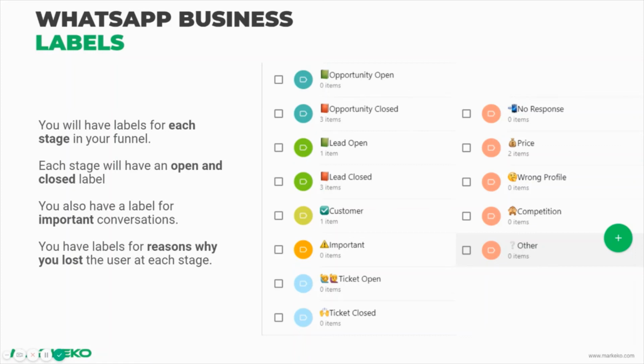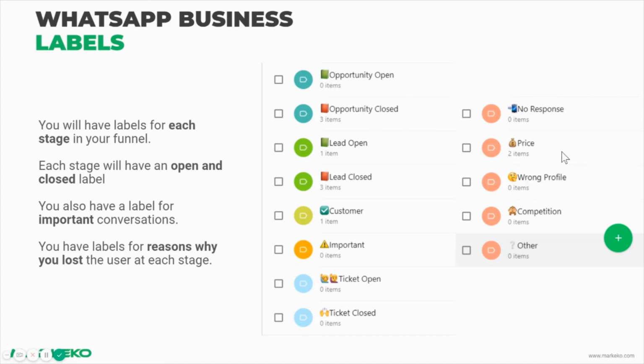This is going to allow you to count and see how many users you have at each stage and why you are losing users at each stage, right? So it's going to be easier to say, well, I have 27 leads that were closed and 20% of them are wrong profile, but 50% are price. So there must be an issue with my price. What things can I change to see what I am doing wrong, right? So you want to have labels for reasons as to why you lost each conversation.